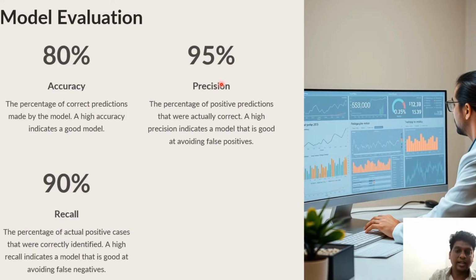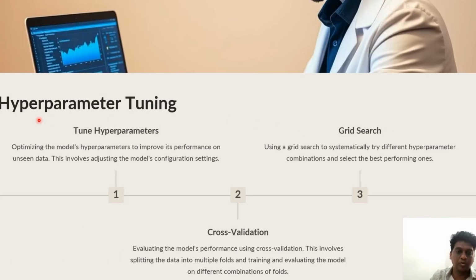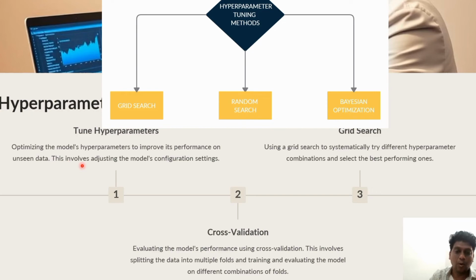High precision indicates the model is good at avoiding false positives, and a high recall indicates it can avoid false negatives. We are able to tune these types of hyperparameters. Normally it improves its performance on the unseen data while adjusting the model's configuration settings.